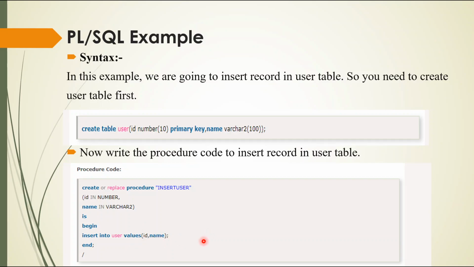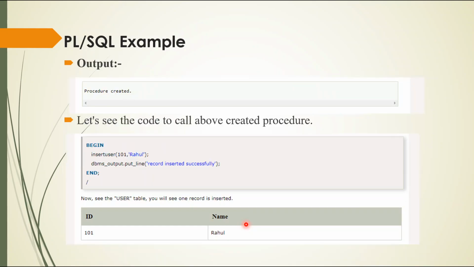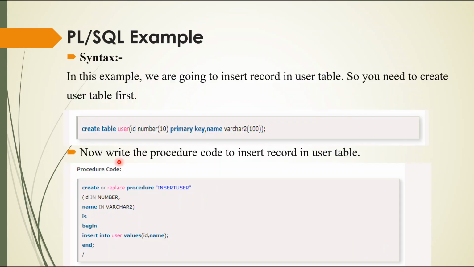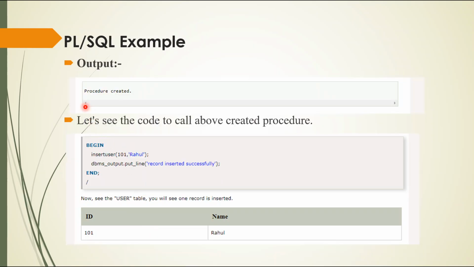Here we use the second method to insert the data. So insert into which table, user, values, which values, id and name. And here we have to end the procedure. So this is the code for the procedure. Now we have to call the procedure to execute that part. Okay, so the procedure is successfully created. After writing this code, output will be procedure created.